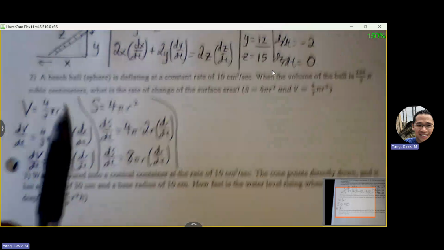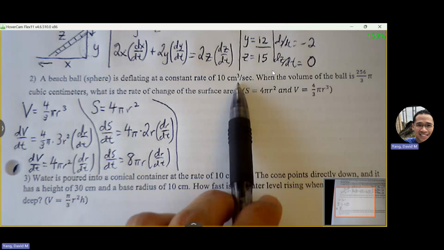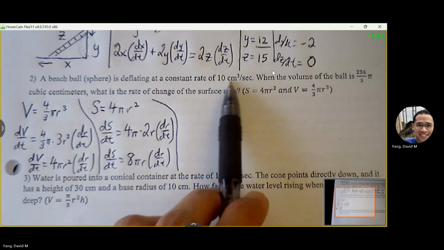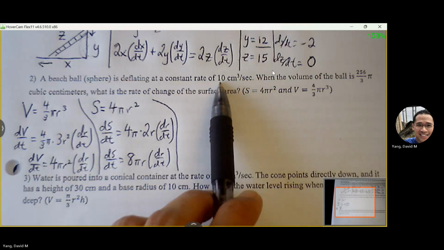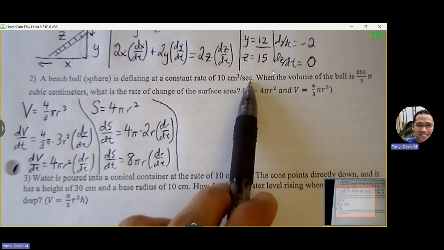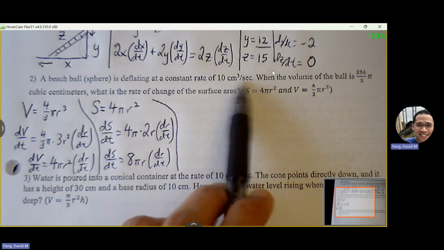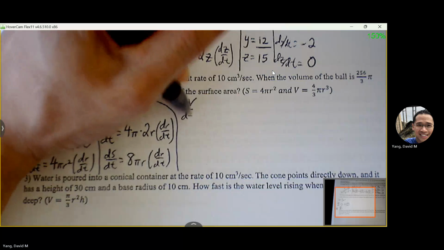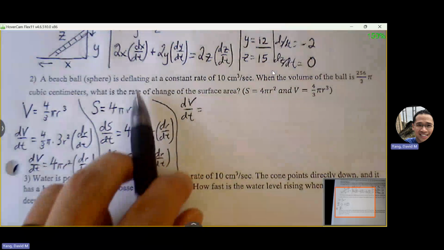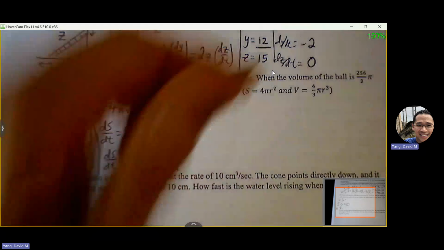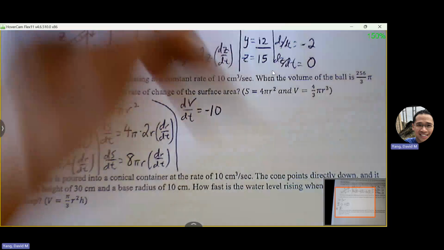Then let me just start collecting information here. A beach ball is deflating at a constant rate of 10 cubic centimeters per second. What variable is this referring to? dv dt. The way that you can tell is you see cubic centimeters, you know it's got to be something volume related, and you see seconds, so it's got to be time related. So the only variable that has both those things together is dv over dt. Anything special about dv over dt? Negative, because it's deflating, right? That volume is decreasing as time passes. So we do want a negative 10 for dv dt.